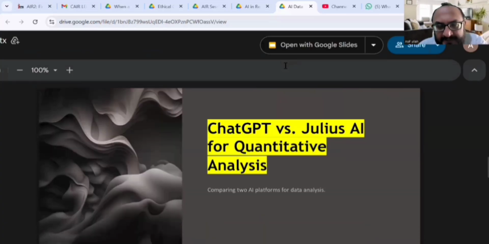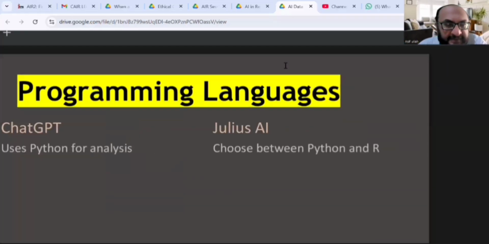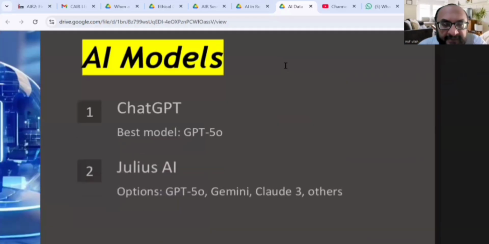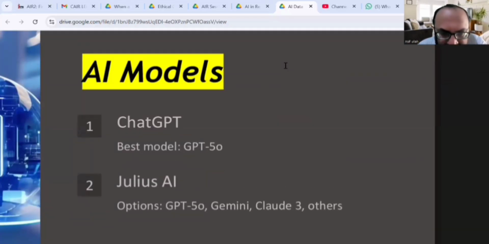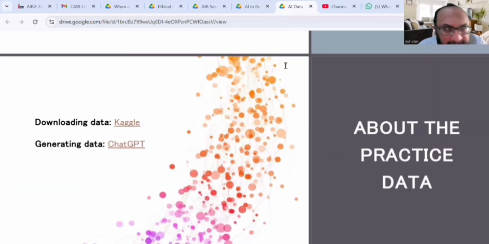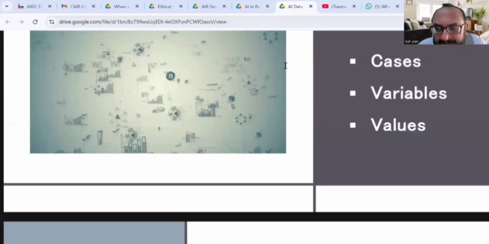So ChatGPT versus Julius AI for quantitative analysis, comparing two AI platforms for data analysis. The programming language of ChatGPT is Python for analysis, while Julius AI chooses between Python and R language. AI models: for ChatGPT, the best model is 5.0, and Julius AI options are GPT 5, Gemini, Claude 3, and others. So about the practice data, this is the downloading data and generating data. This is variables and values.